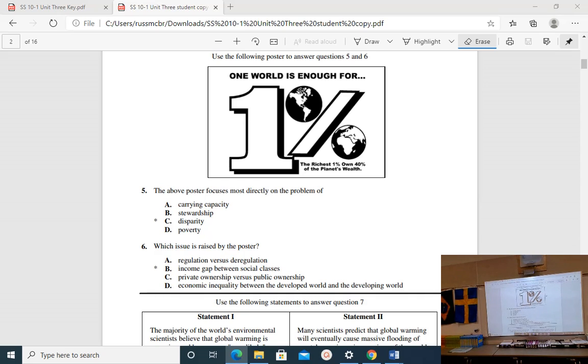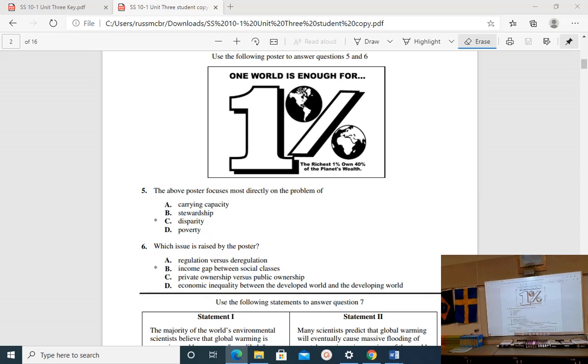So the 4 options say carrying capacity. And I'm going to pause, I'm going to try to say, okay, what does that word mean? Carrying capacity, that's talking about population and how many people can fit on the planet Earth. Next up, stewardship. And then I might try to consider what it means and what it might look like, and how is it different than option A. So how is carrying capacity and stewardship different? Then I move on to disparity, and then I move on to poverty. And then, after I've considered the 4 options, now I'm going to take a look at the source.